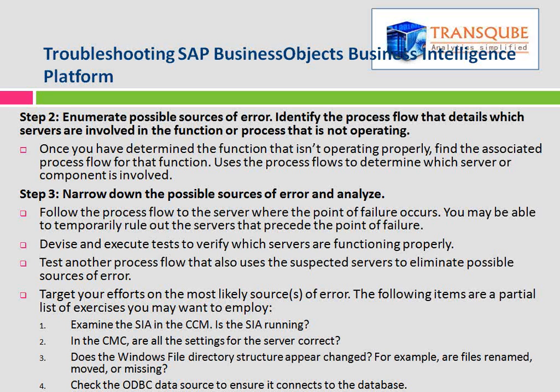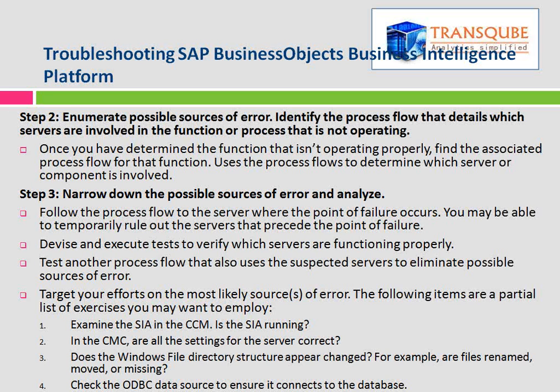Once you have determined the function that isn't operating properly, find the associated process flow with that function. Use the process flows to determine which server or component is involved in it. The troubleshooting is now broken into a component level. At a higher level, it looks too big. Based on the identification of the process flow, it has been streamlined and curtailed to a shortcut path.